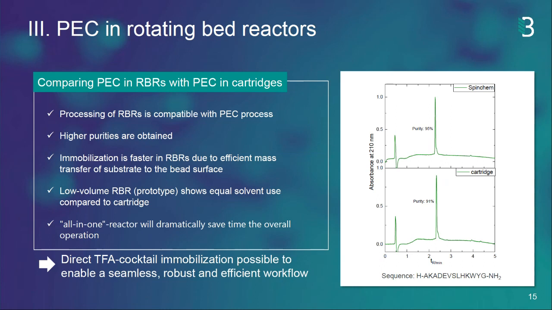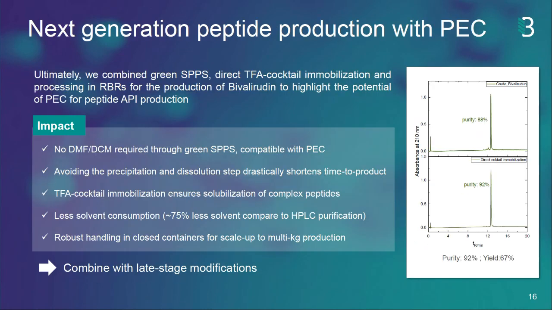As I said when I started my second presentation, Bell-Intic is a step towards the next generation of production of peptide APIs. So ultimately, we combine the green SPPS synthesis, direct TFA cocktail immobilization, and processing with RBR for the purification of bivalirudin to show you that Bell-Intic can provide you a next generation of purification technology from gram to kilogram scale.